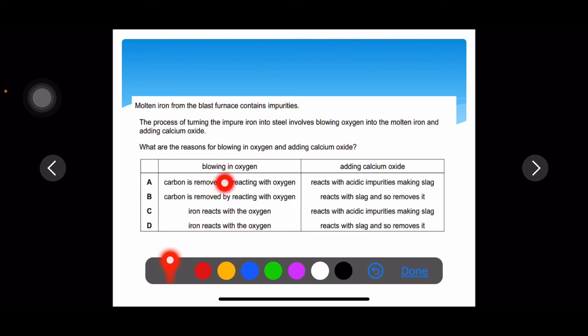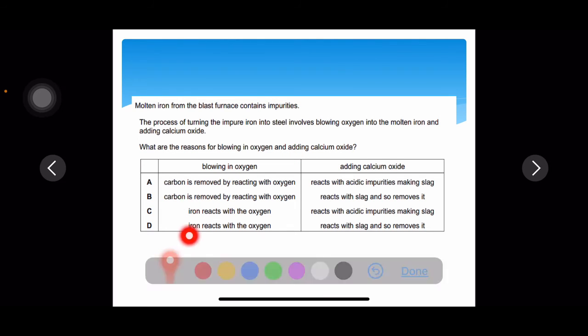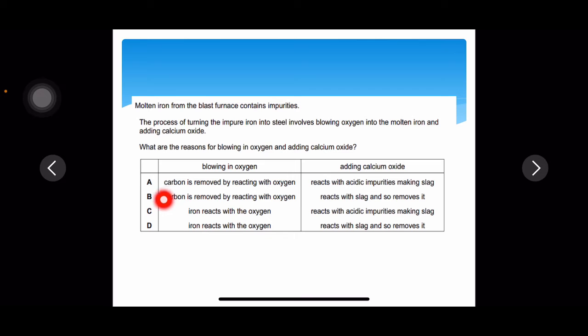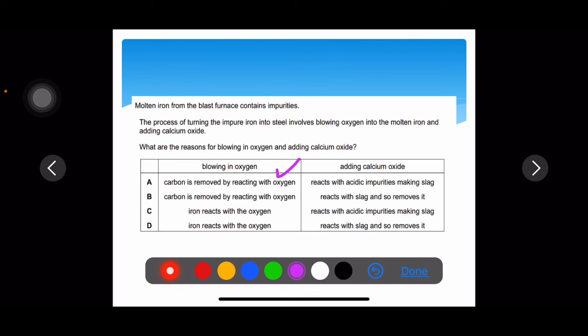So blown in oxygen, let's see all the options one by one. Carbon is removed by reacting with oxygen. Yes, this is true. Carbon is removed by reacting with oxygen. Yes, it could be the option also.